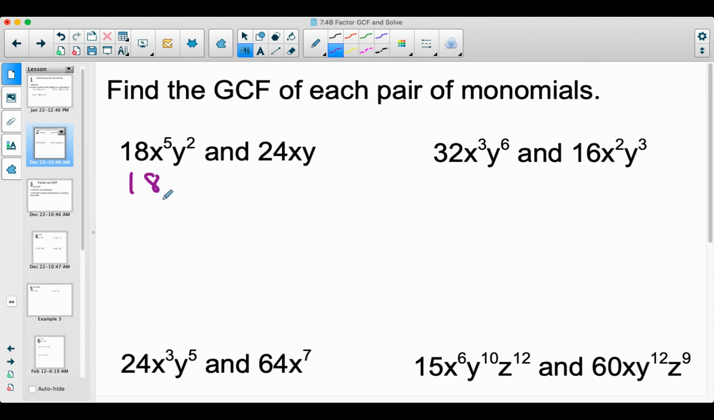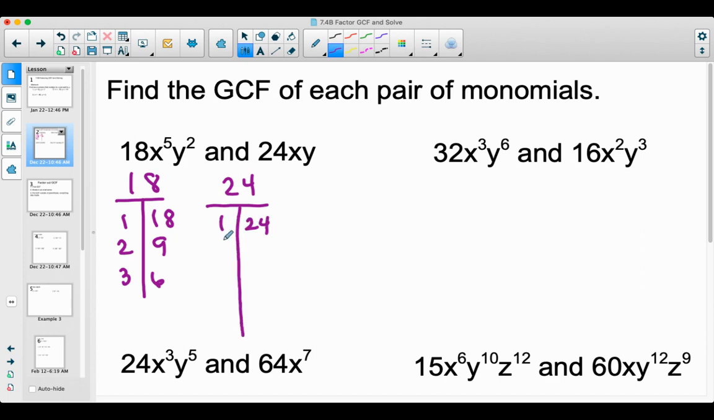So if we look at 18, our factors, we know 1 and 18 give us 18, 2 and 9, and 3 and 6. And then for 24, we have 1 and 24, 2 and 12, 3 and 8, and 4 and 6. And so the greatest common factor is going to be 6 here. Notice that 6 is the highest one in both of them. And so we know our GCF is going to be 6.